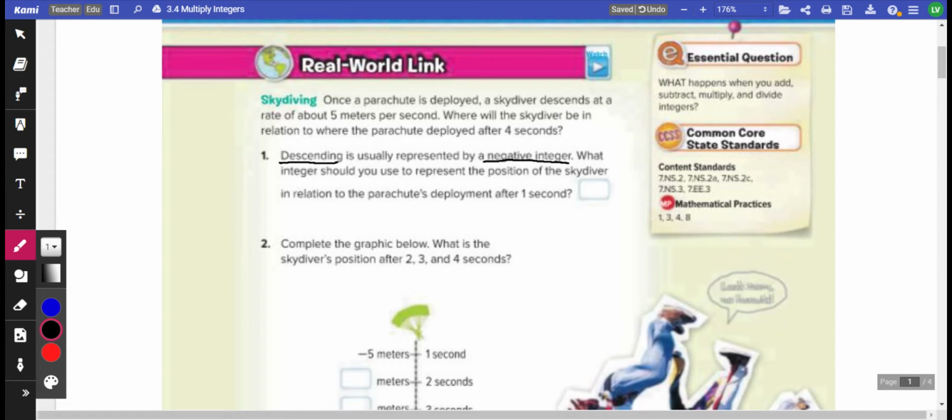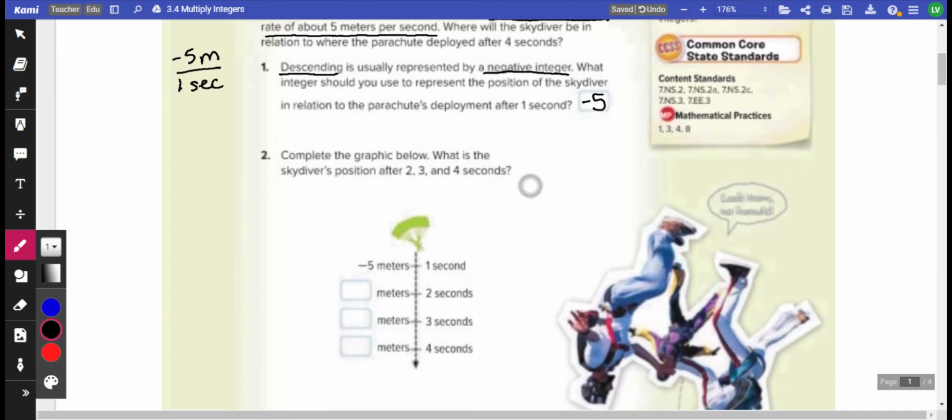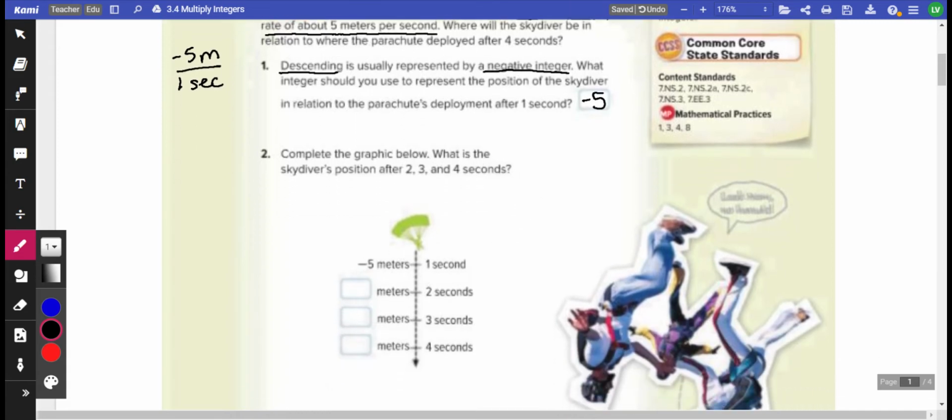So what integer should you use to represent the position of the skydiver in relation to the parachute's deployment after 1 second? Well, it says that a skydiver descends at a rate of 5 meters per second. So that means I'm going to go down and I'm going to write in -5 because it's -5 meters per 1 second. So number 2, complete the graphics below. What is the skydiver's position after 2, 3, and 4 seconds?